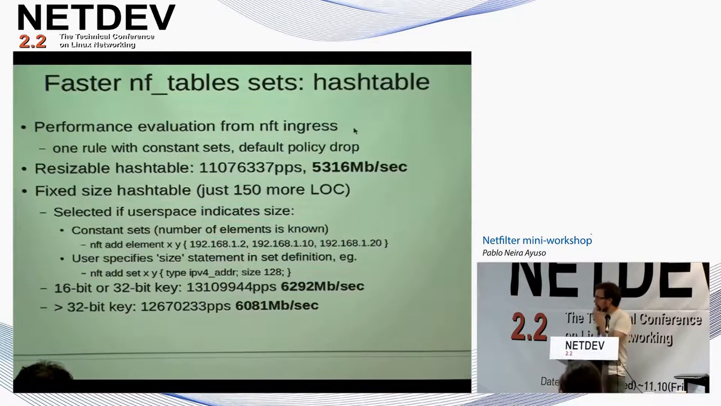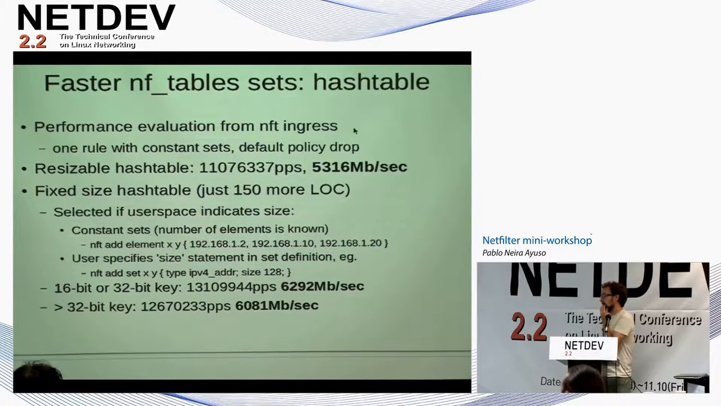And basically what we got is with a constant set that looks like that. This is basically that command there. It's allowing us to add an element to table X and set Y with these three elements. So basically, the user indicates the size either explicitly or implicitly. If it's implicit, it's just by providing the number of elements. And if it's explicit, it's going to happen by using the size statement inside the set definition.